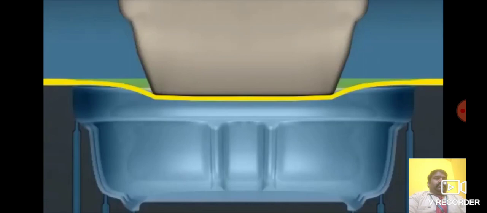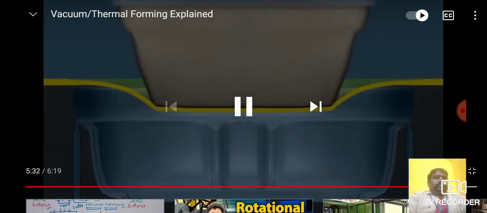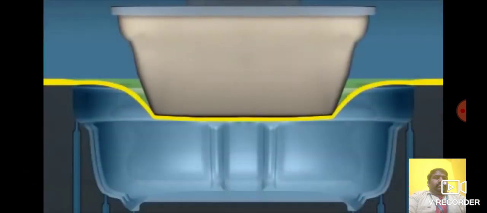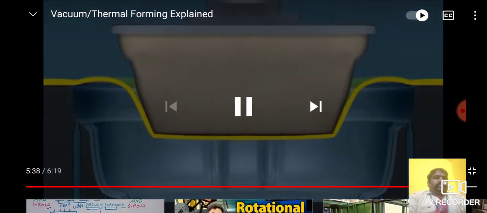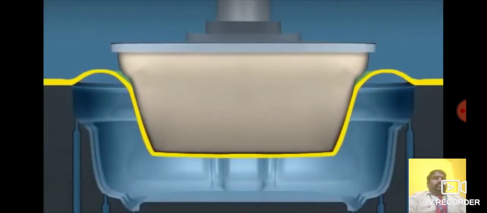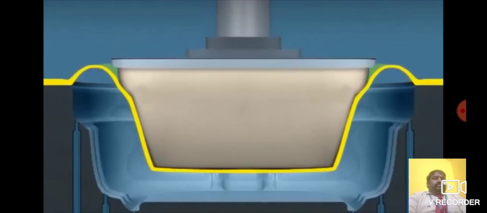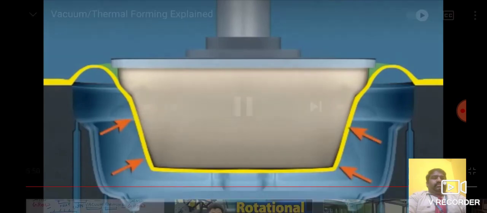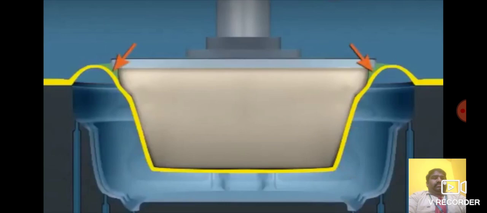In this example of plug assist, a plug moves into the sheet. Until the vacuum is started, air trapped under the sheet causes the plastic to billow and begin to climb up the sides of the plug. The plug should not cool the plastic and may even be temperature controlled. The plastic next to the plug keeps its thickness, but the plastic not in contact with the plug continues to stretch and thin.